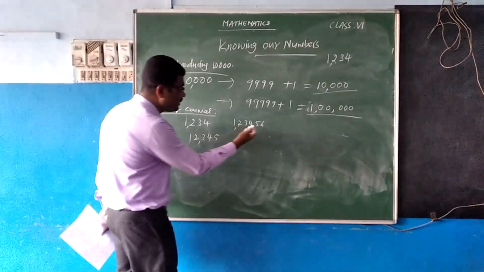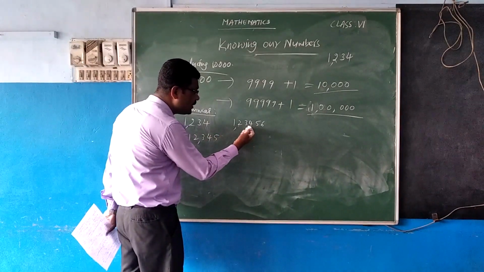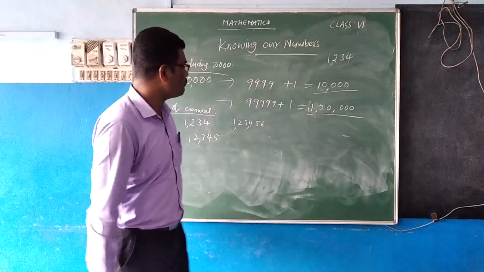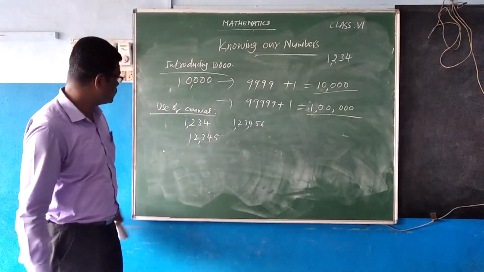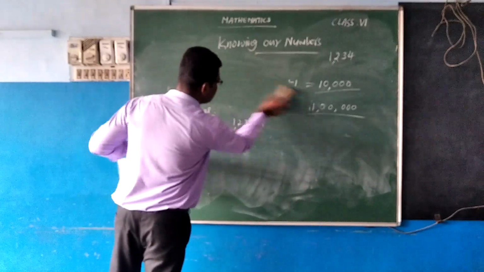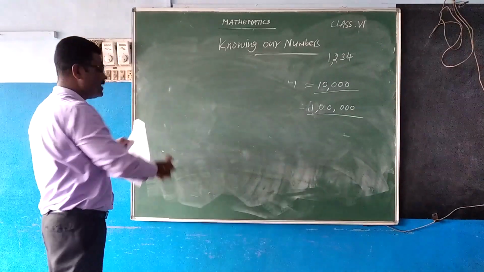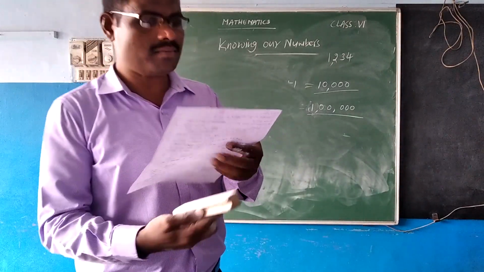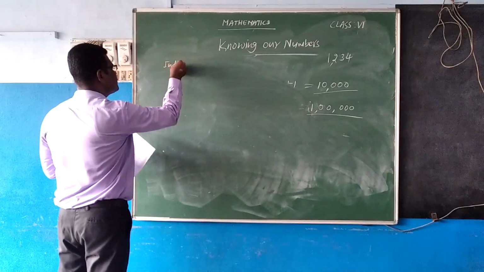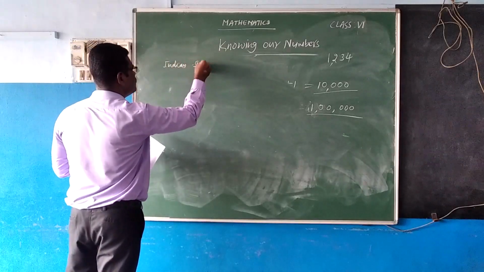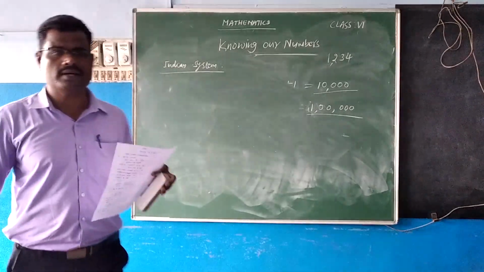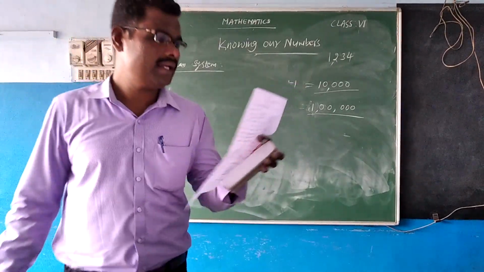Why am I placing the first comma after 3 digits, and the next after 2 digits? Because there are two ways of placing commas. The first way is called the Indian system of placing commas. What is the Indian system? It is what we use to read the numbers. How we use the commas to read the numbers is called the Indian system.